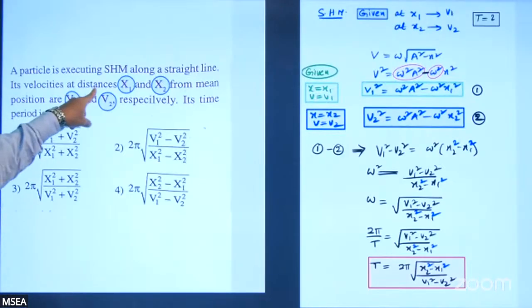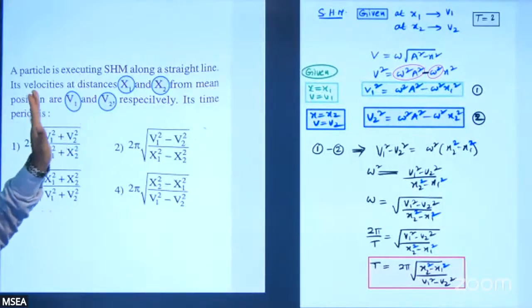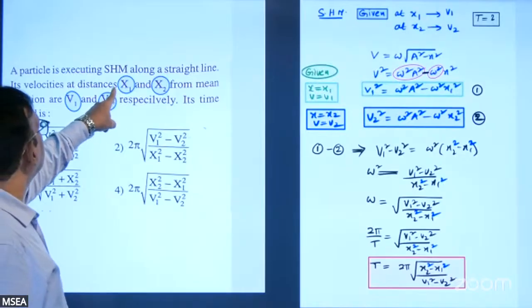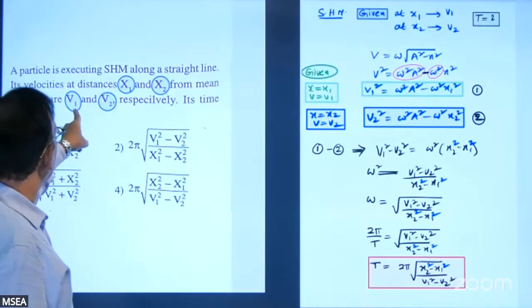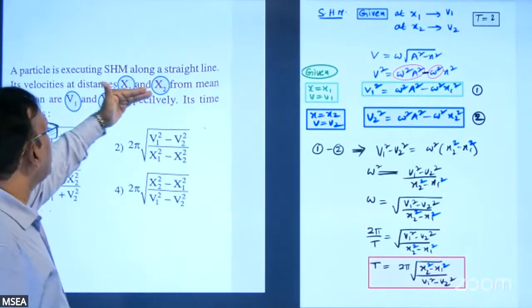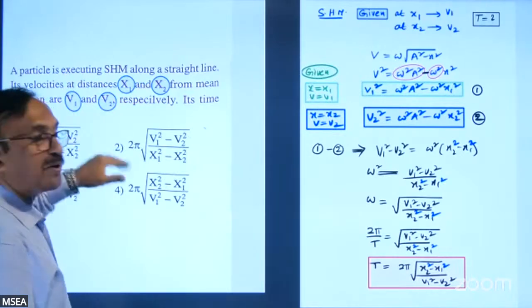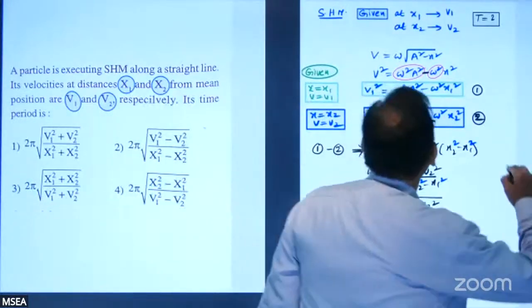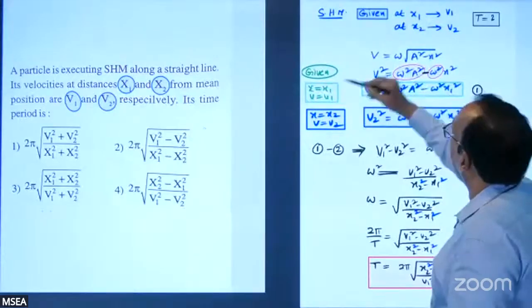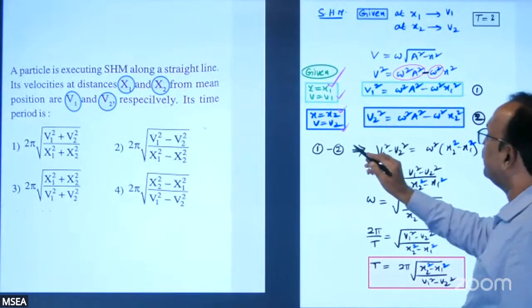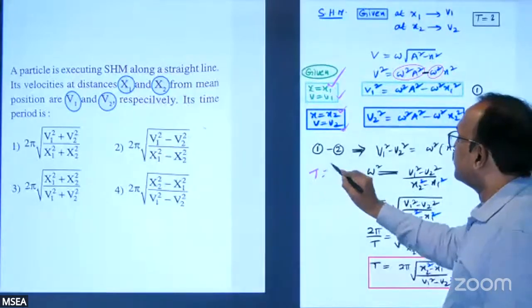A particle is executing SHM along a straight line. Its velocities when its positions are x1, x2 are given by v1, v2. That means when the position is x1, velocity is v1, and when the position is x2, velocity is v2. You want to know its time period. From these things, our idea is to calculate the time period.